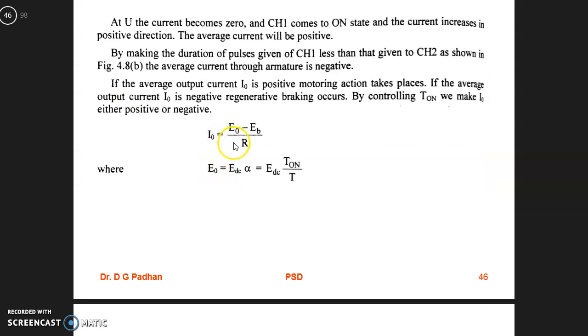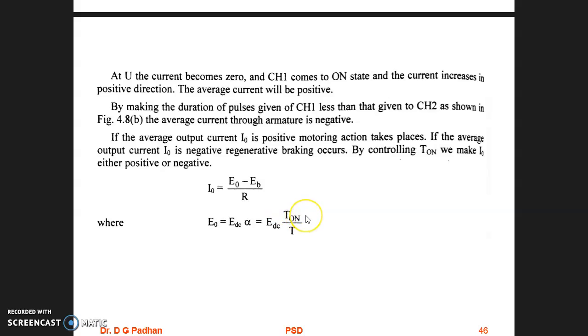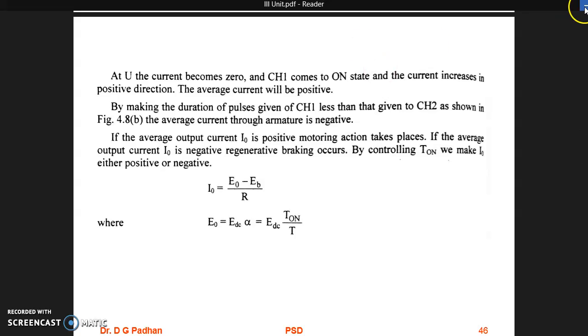We get the expression I0 equal to E0 minus EB by R, where the output voltage E0 is equal to alpha times EDC, and alpha is the duty cycle, T1 by T. This is how we got the type C chopper, which operates in the first and second quadrants. Next class we will discuss the type D chopper.